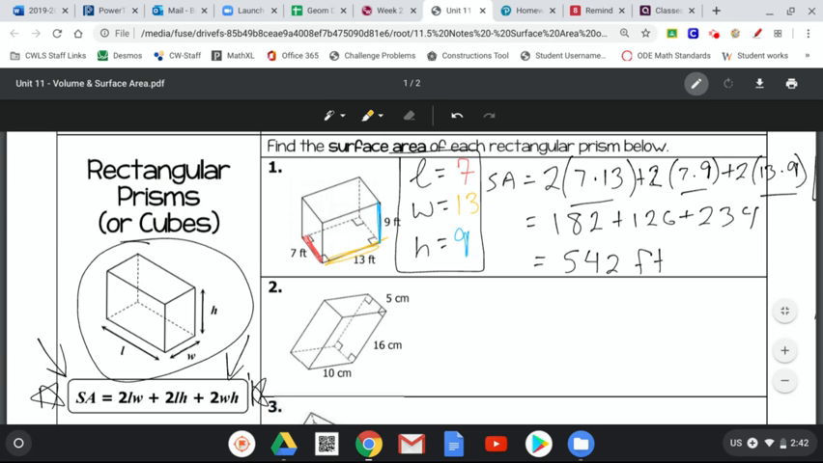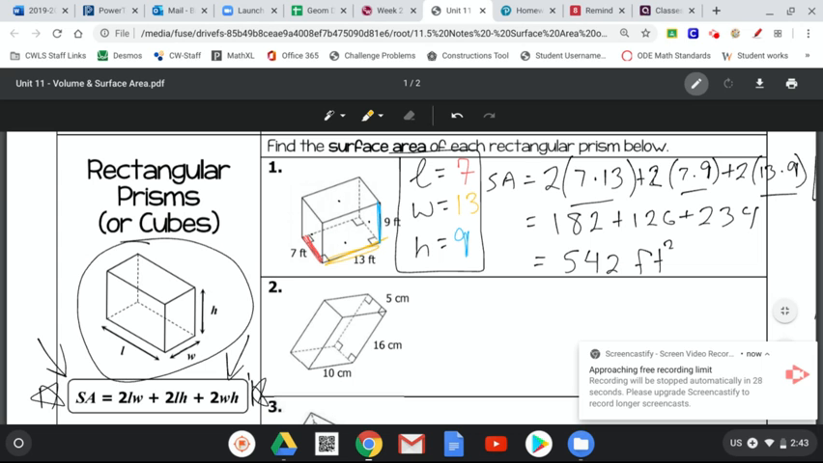And for this, it's still area, so it's going to be feet squared. Basically, we're finding the area of all the surfaces. That's all we're doing here. We're multiplying by 2 because there are 2 of each surface: there's a top and a bottom, a front and a back. Surface area is just the area of all the surfaces. We have a formula you can stick to, but basically there are 6 different surfaces, and 3 of them are going to be the same, so we just multiply those by 2.